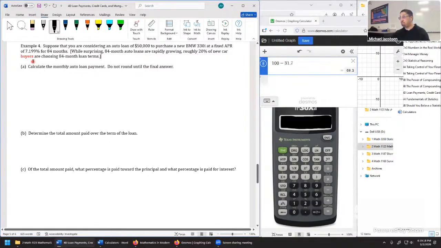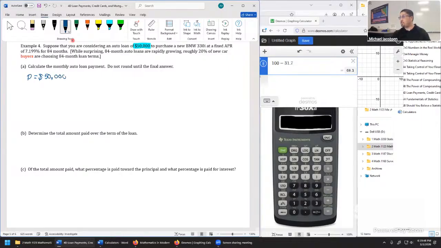We want to find out if we're getting into this loan for 84 months, what is the monthly auto loan payment? And we'll round in the final cent once we get to the last part. We won't round in the middle, rather. Well, this all comes together in the same kind of way. First thing we want to determine is what is the principal amount for the loan? That's going to be the $50,000 we'll get funded by the bank that we will owe.